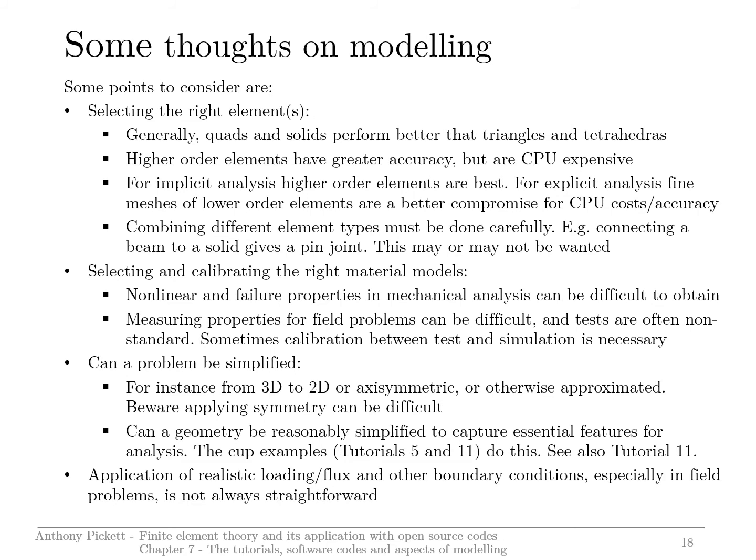However, for explicit analysis, where you're doing things like car crash or metal stamping, experience has shown that it's better to use lower order elements. So we're talking about elements which only have nodes at the corners or apex of triangles. We don't have mid-side nodes, but we use a finer mesh of such elements. These usually are computationally the best and will provide the best accuracy for computational cost.